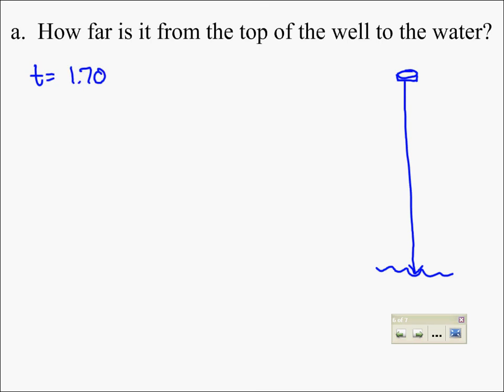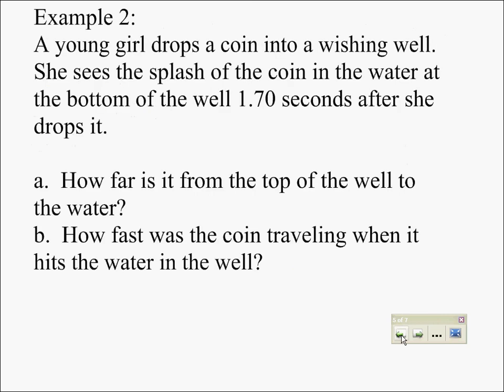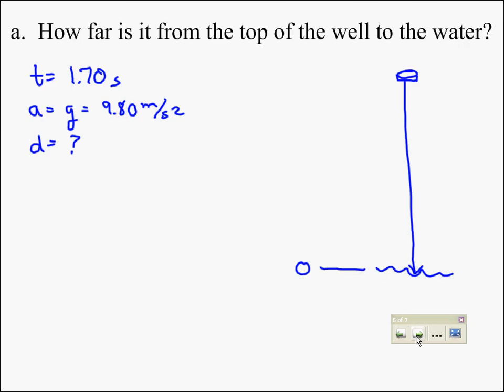Now, it's falling in one direction, so I like my reference point 0 to be at the water level, so I can use a positive gravity because everything's traveling in the same direction. So I'm using 9.80 meters per second squared. We want to know D. Now a little trick, let me go back to the last page. When it says somebody drops something, the initial velocity is 0. So VI is 0.